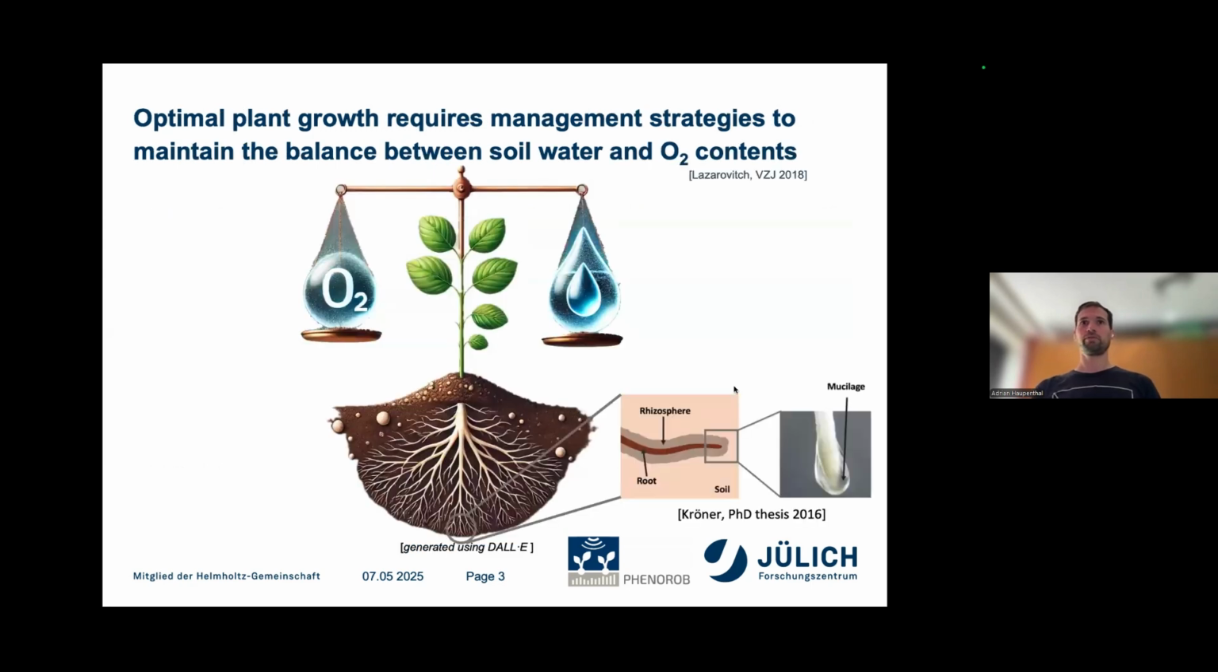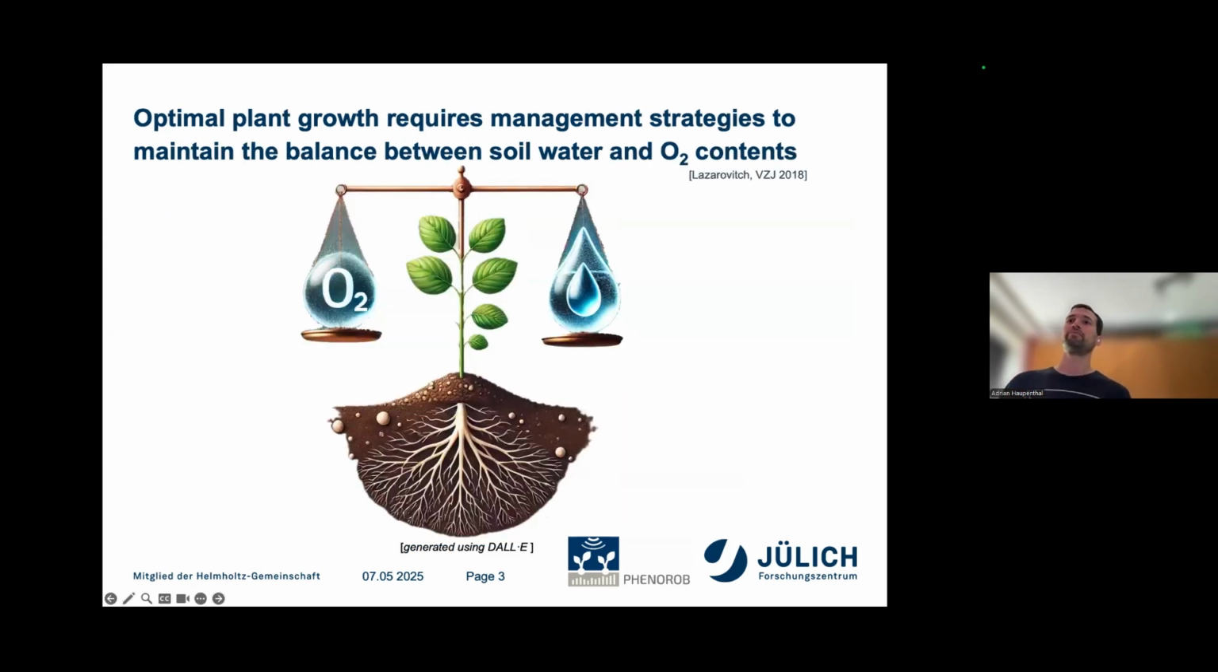Optimal plant growth requires both water and an adequate supply of oxygen, and therefore a profound understanding of soil aeration and respiration processes is needed. The main movement of oxygen is via diffusion, from the atmosphere into the soil towards the root.